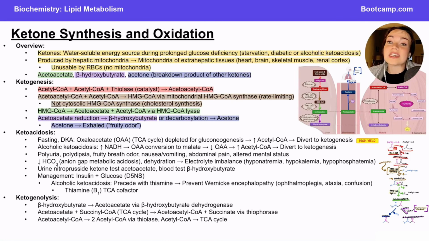So let's talk about ketoacidosis, right? The state of an excess of ketones in the blood. We've talked about these mechanisms in previous videos throughout the unit, so this should be more of a review for you if you've been following through chronologically. In the case of fasting, as well as the case of diabetic ketoacidosis, or DKA, what's going to happen is oxaloacetate, which is a TCA cycle intermediate, is going to be depleted for gluconeogenesis. And this is going to cause a buildup of acetyl-CoA which will divert over to ketogenesis.